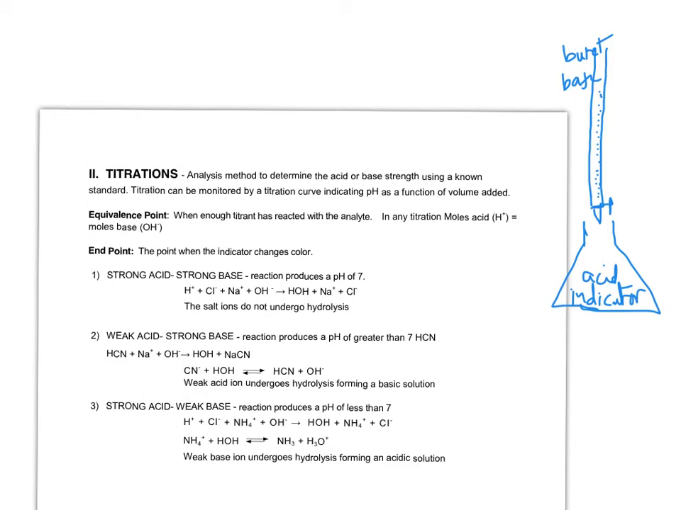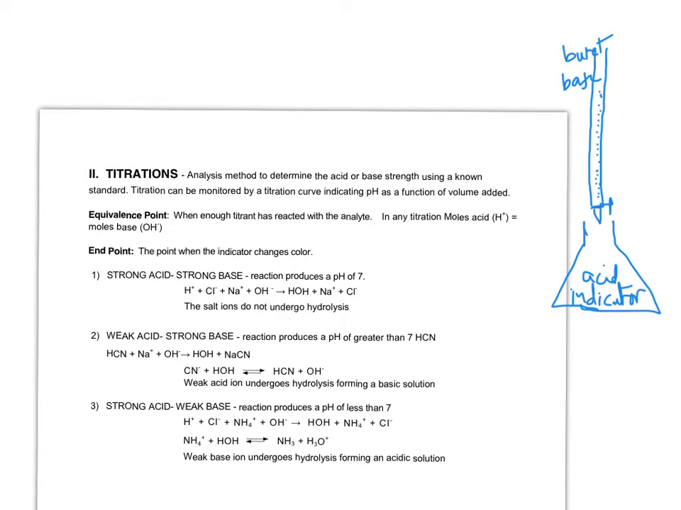Hey guys, let's talk about titrations. Titration is a lab method. Typically, it's most used for acid-base reactions because we can use an indicator to tell us when to stop the reaction with acids and bases.